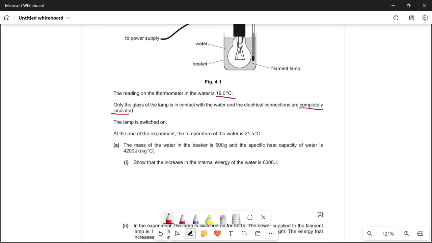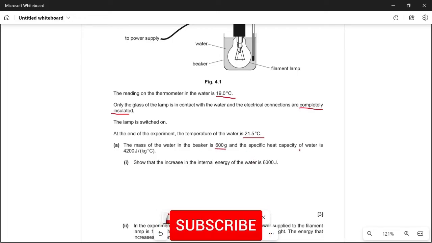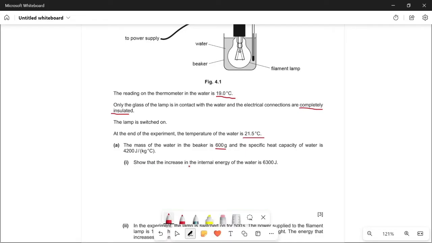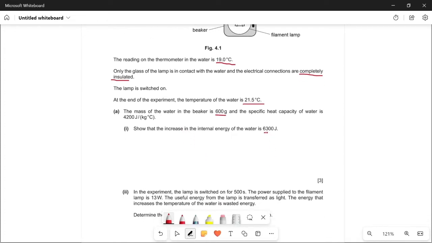The lamp is switched on. At the end of the experiment, the temperature of the water is 21.5 degrees Celsius. The mass of the water in the beaker is 600 grams, and the specific heat capacity of water is 4,200 joules per kilogram degree Celsius. Show that the increase in the internal energy of the water is 6,300 joules. So the formula is Q, which is the energy, equals the mass times specific heat capacity times the change in temperature.